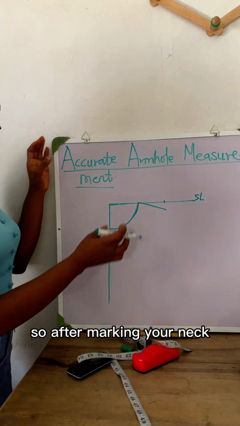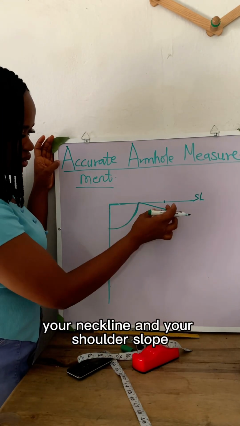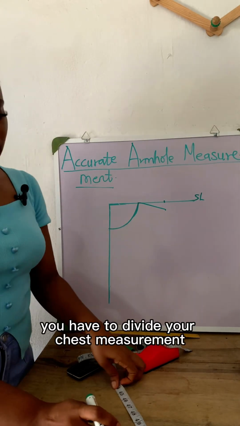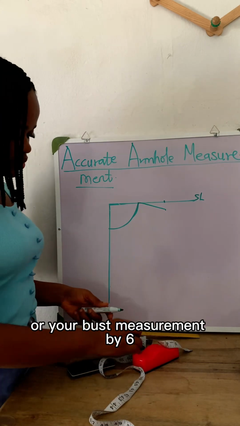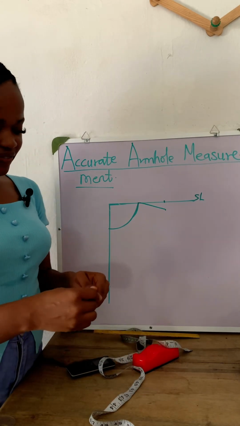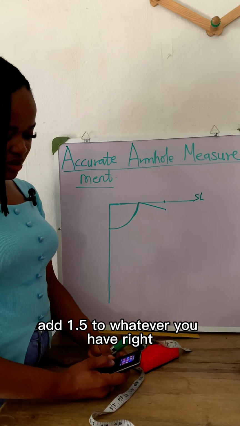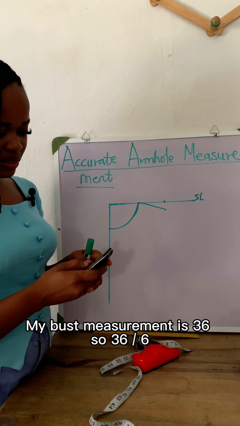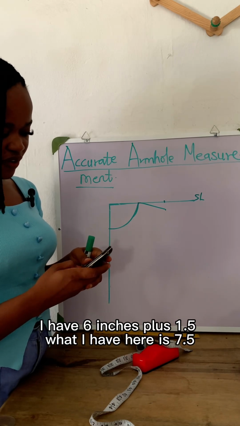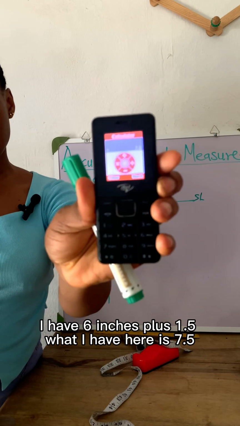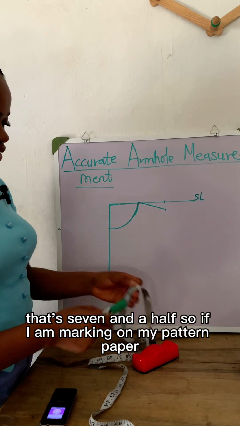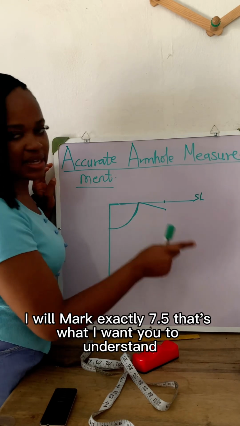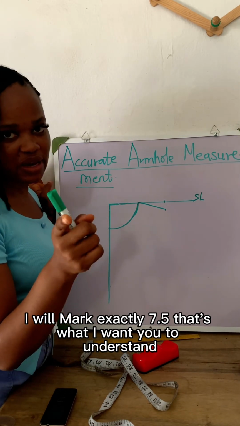So after marking your neck line and your shoulder slope, now to calculate your armhole depth, you have to divide your chest measurement or your bust measurement by 6. Add 1.5 to whatever you have, right? 36 divided by 6, I have 6 inches plus 1.5. What I have here is 7.5. So if I am marking on my pattern paper, I will mark exactly 7.5. That's what I want you to understand.